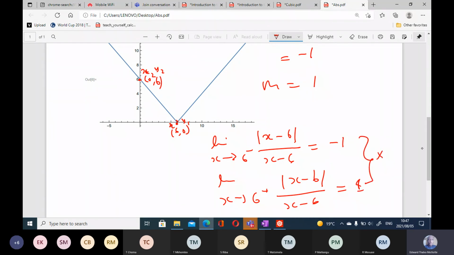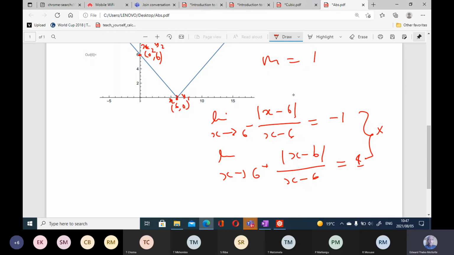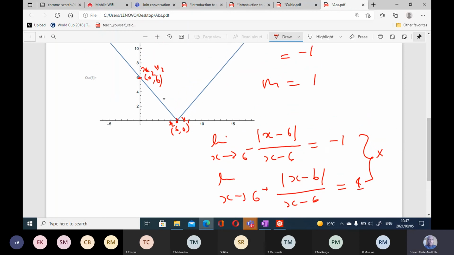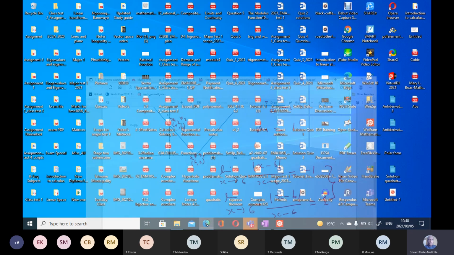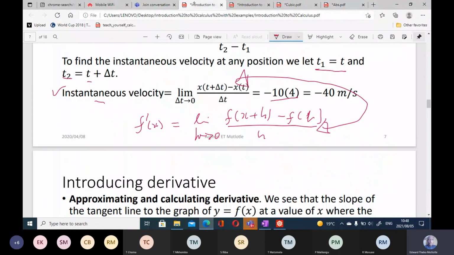So our conclusion is that if you look at the graph, you can plot this graph without lifting your hand. So this function is continuous. It's a continuous function. But the problem is that this function is not differentiable at x equals 6. The derivative doesn't exist at x equals 6. So that's what I wanted to explain. Basically, based on this definition, the derivative doesn't exist at x equals 6.